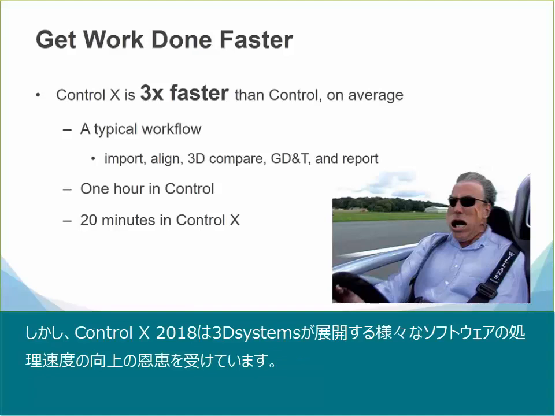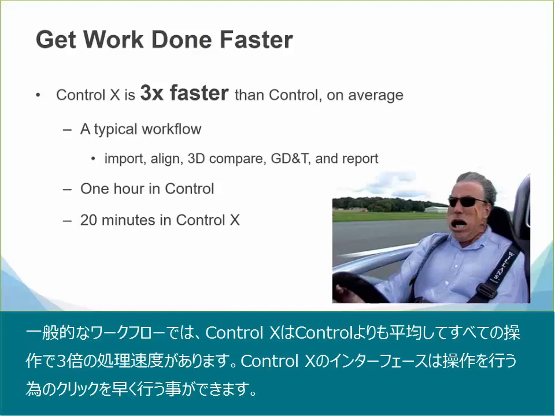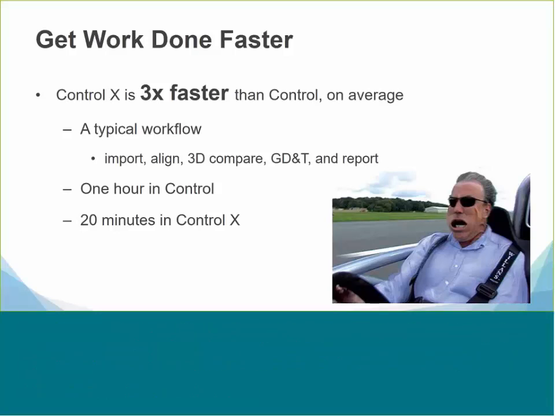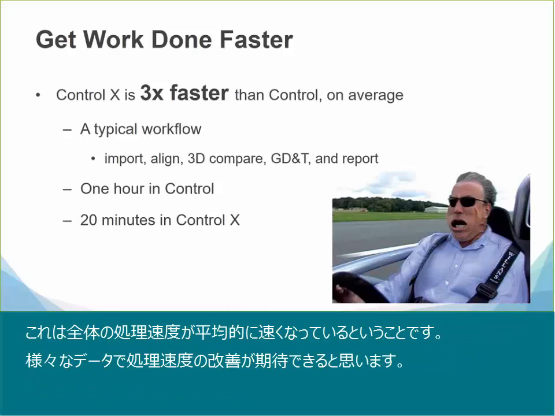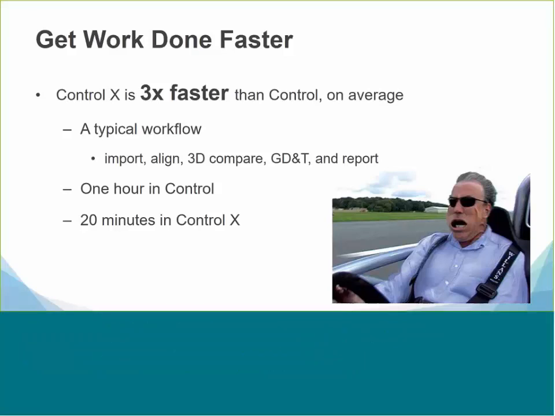The 2018 version of Control X benefits from some really exceptional speed improvements that are rolling out across a variety of 3D Systems software. For a typical workflow, we've found that Control X is up to 3 times as fast as Control across all operations. That doesn't mean that everything is faster or every data set is necessarily faster, but on average, in the testing that we've done, we've seen that you can expect significantly faster calculation times on a lot of different data sets.